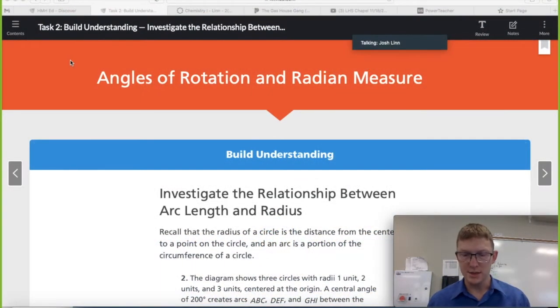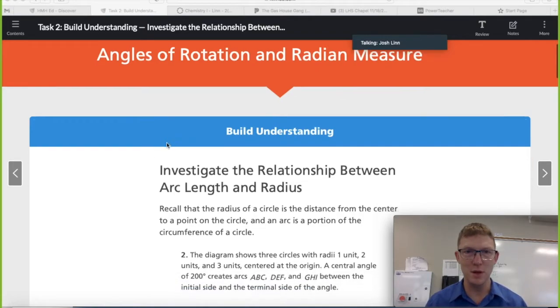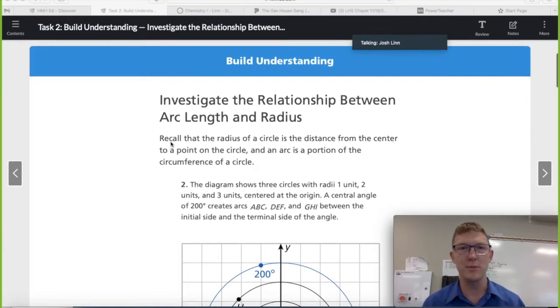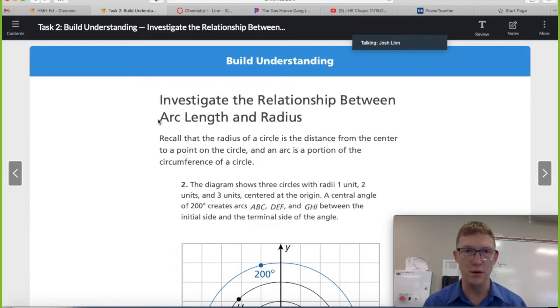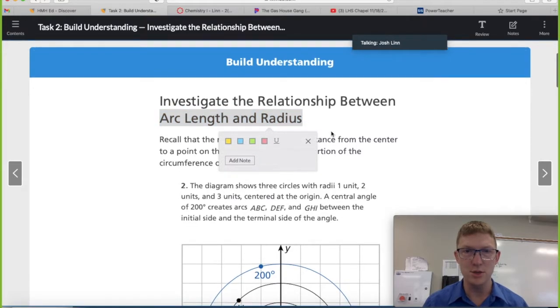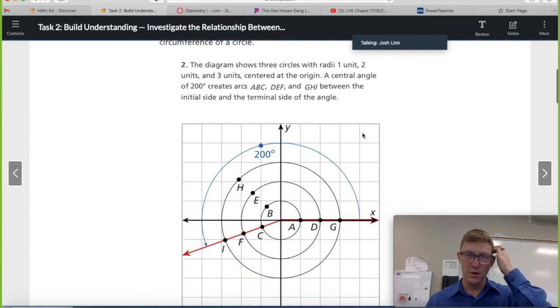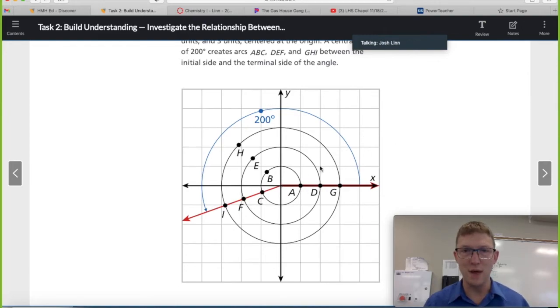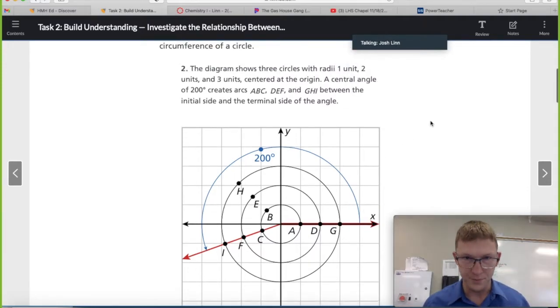So we've got some of the terminology out of the way. We're all kind of speaking the same language. So now let's talk about this thing called arc length. There is a relation between arc length and radius. As you hopefully remember, the radius of any circle is from the center to the outside of the circle, a straight line from the center, the distance from the center to the outside of the circle.